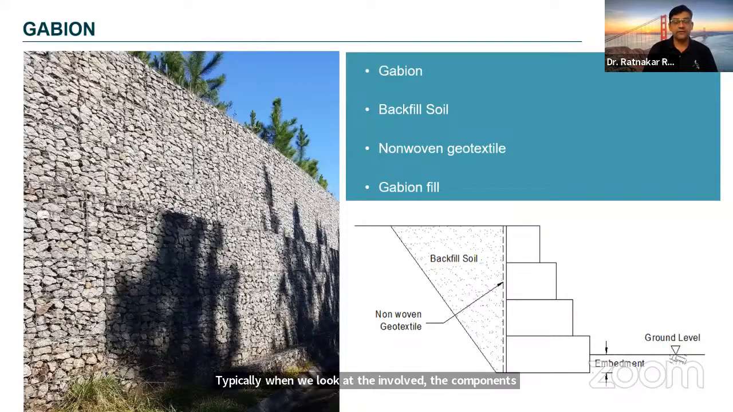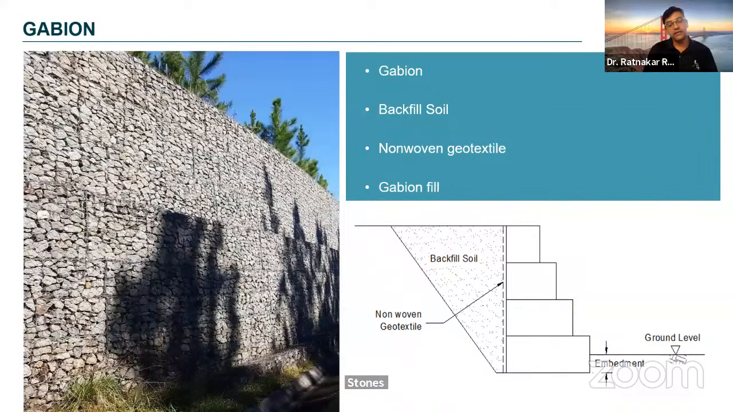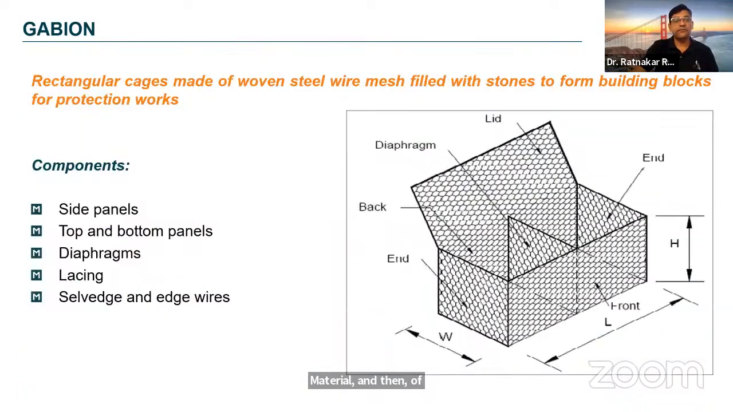Second is the backfill soil which is placed at the back of it. Then the most important part is a filter, because gabions are porous materials. In the photograph, you can see there are voids between the stones, and the possibility of the backfill getting washed out is there. To avoid that, a non-woven geotextile is placed at the back of the gabion, which acts as a filtration and drainage material. And then, of course, the filling material inside the gabion itself.